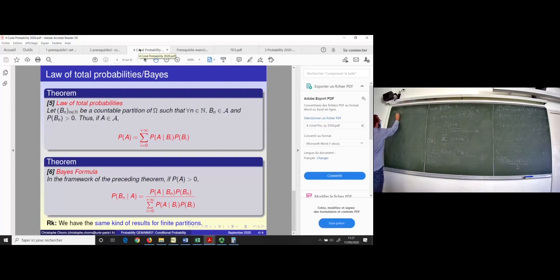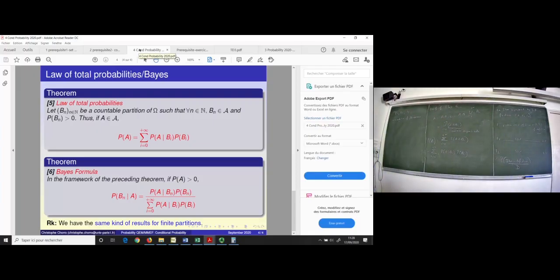F1, F2, F3: if I consider these 3 events as being built by F1, built by F2, and produced by F3, then F1, F2, F3 is a partition of the universe. The intersection is empty because it's not possible to be produced by 2 at the same time. And the union is everybody because 20 plus 50 plus 30 is equal to 100. Okay?